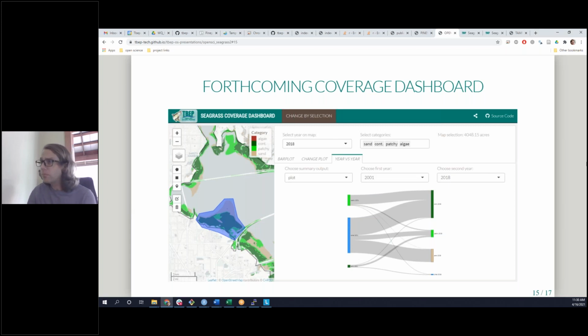And so I have been developing a coverage dashboard as kind of a complementary piece of information here where you can pull up different years of data and maybe draw custom polygons around areas of interest. Here I'm just looking at Feather Sound again, and then looking at what has actually been the seagrass change between the 2 year pairs as a more detailed look at that. It's understanding, like, has continuous seagrass moved to algae or sand, that sort of thing. And so that's something to look forward to.